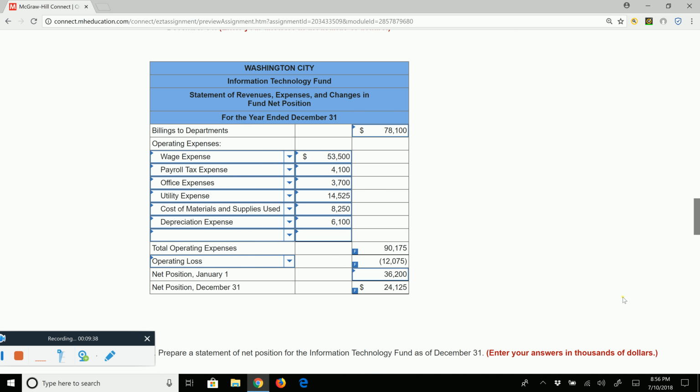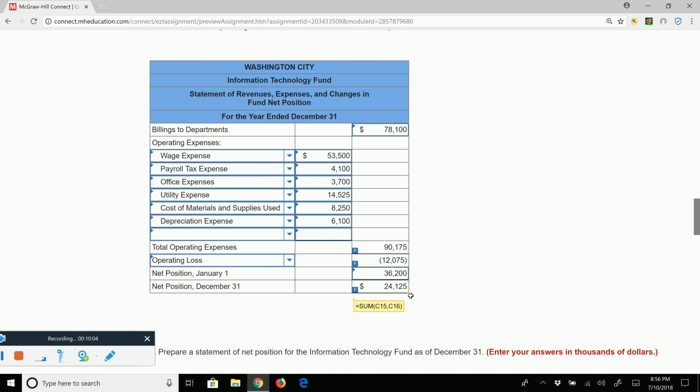Here is the statement of revenues, expenses, and changes in net position. This is the operating statement, and you can see that we operated at a loss of $12,075. This is obviously not something that we wanted to happen. The net position at the beginning of the year was $36,200. Subtract out the operating loss, you get net position at the end of the year of $24,125.